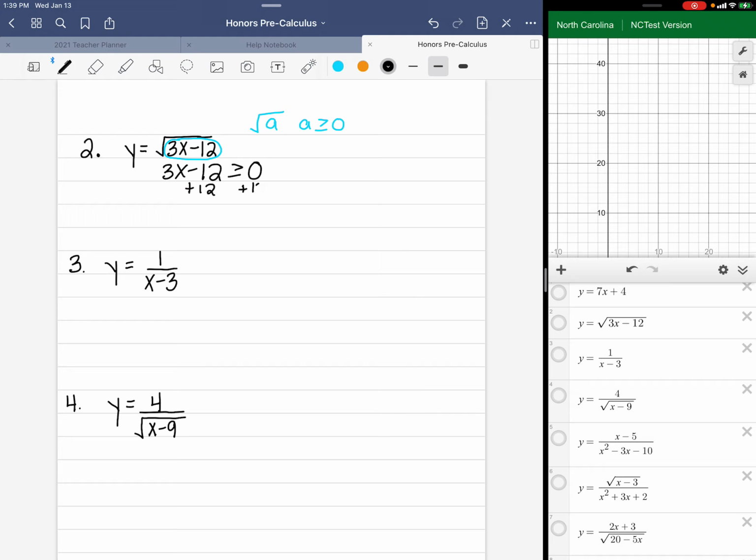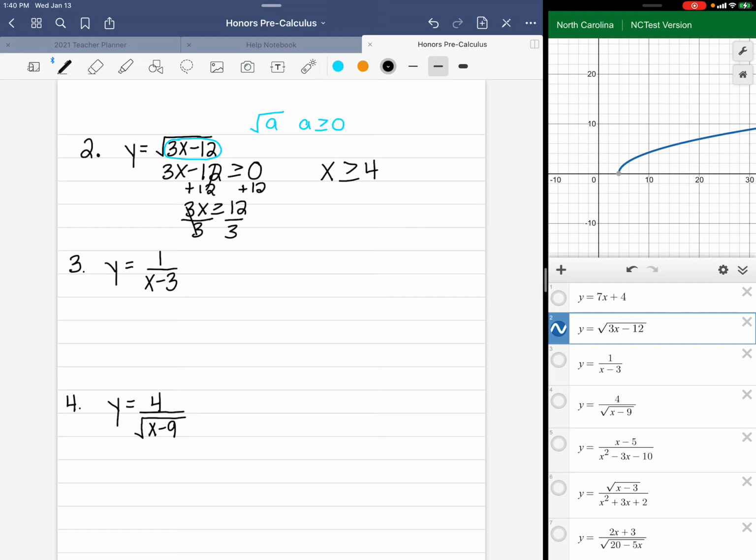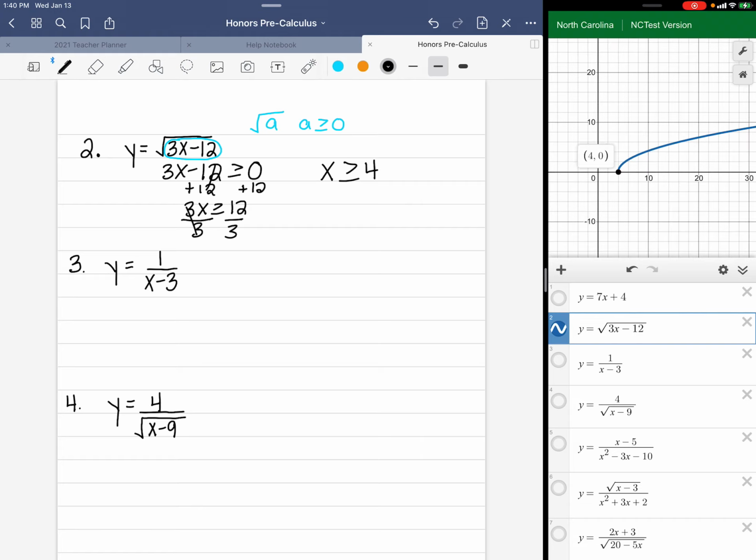So I'm going to start by adding 12 to both sides. So 3x is greater than or equal to 12. And then I'm going to divide by 3. So x is greater than or equal to 4. Now if I look at this graphically, I can see that my value starts right here at 4 and it's going to go to the right side of my graph. So I can verify that that is a true statement by looking at it graphically. I can see that it's starting at 4 and it's going to positive infinity. So my domain for this one is going to be 4 with a bracket and to infinity.